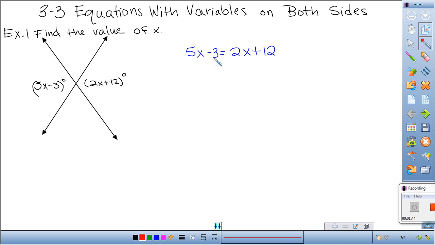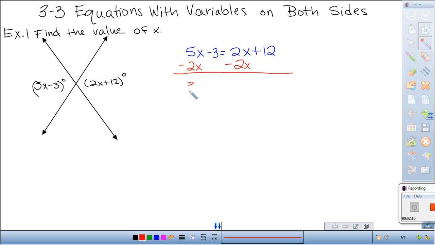So instead of subtracting 5x from both sides, why don't we subtract 2x from both sides? I like to always move my smaller variable term, because that way I usually can avoid dealing with negatives. Now if we simplify, and by the way, this is just the subtraction property of equality. We just subtracted the exact same thing from both sides.